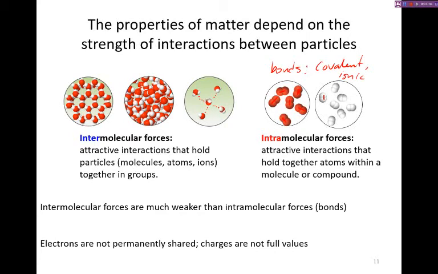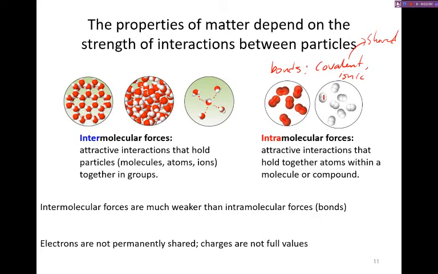This is good. If this were not the case, then our bodies would fall apart as they got close to some other kind of molecule or being. And electrons are not permanently shared within intermolecular forces. This is one of the reasons why they're a lot weaker. Within a covalent bond, we know that the electrons are shared. But with an intermolecular interaction, the electrons are simply temporarily attracted to each other.